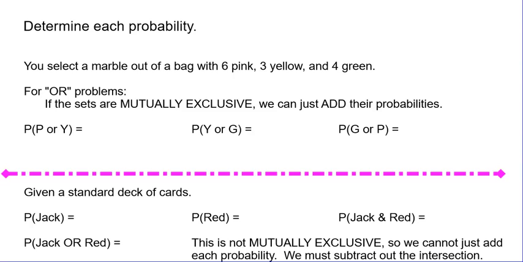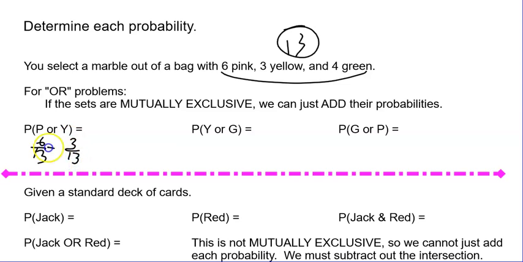All right. Determine probability. First off, how many marbles do I have? 13. Always good to know. 6 pink, 3 yellow, 4 green. Now, for OR problems, if the sets are mutually exclusive, no overlap, we can just add the probabilities. So, pink is 6 out of 13. Yellow is 3 out of 13. Since they're mutually exclusive, we can just add them and say it's a 9 out of 13 chance to get one or the other.